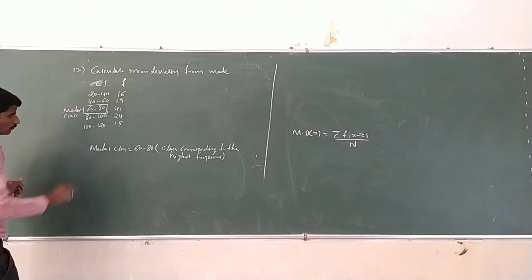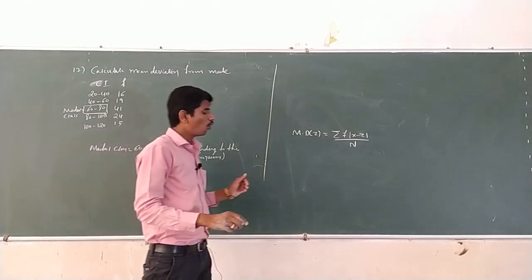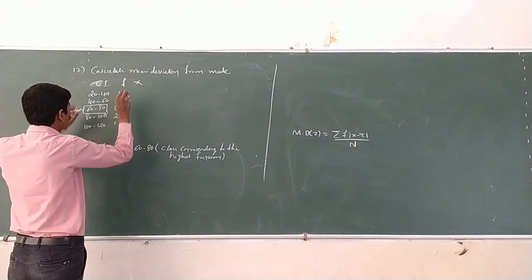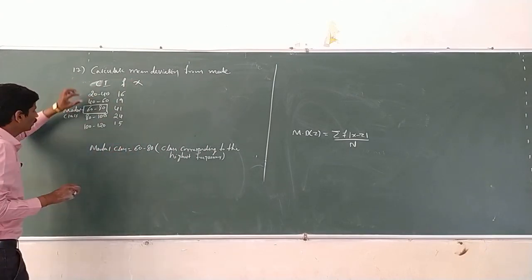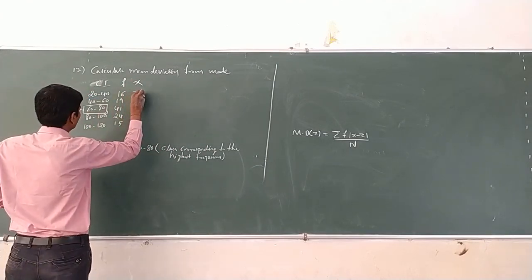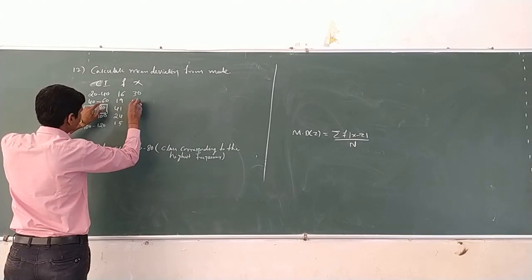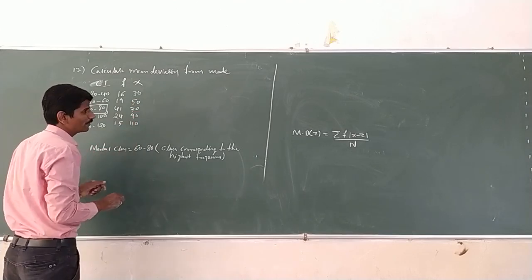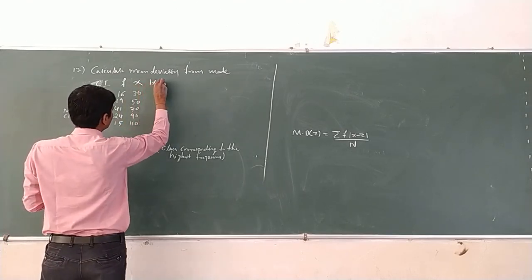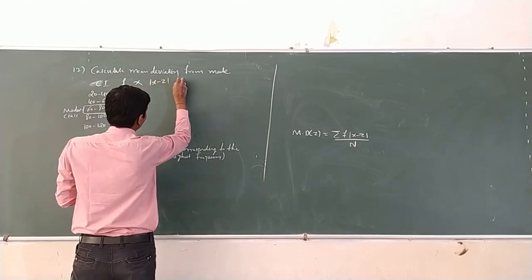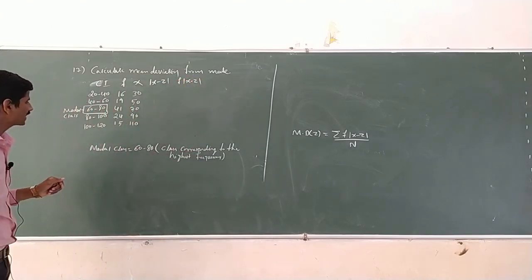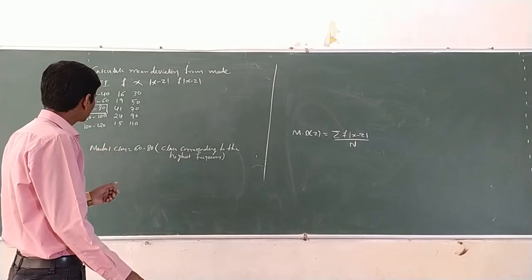The next, we want mod of x minus z. We want the x value. X is the class mid value. Okay, 20 to 40, the mid value is what? 30. 40 to 60, 50, 70, 90, 110. Next step is what? We have to find mod of x minus z. The next, f into mod of x minus z. Okay, x minus z equal to what? 60 to 80 is the modal class.